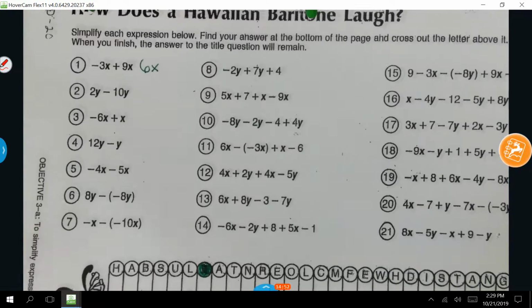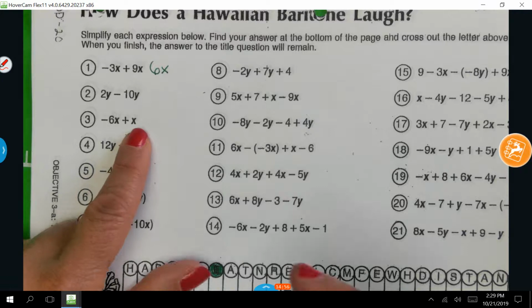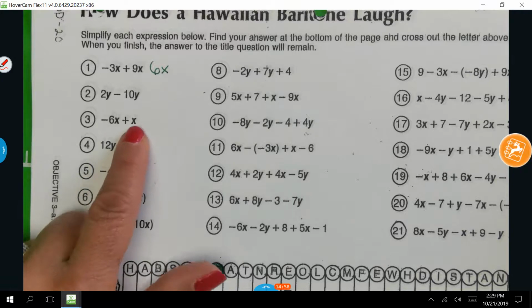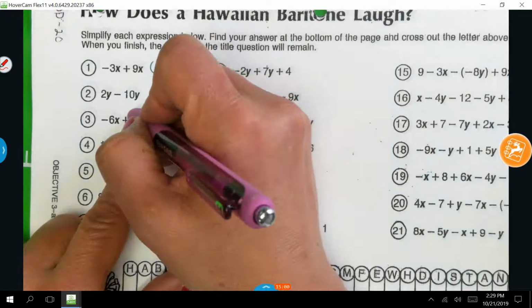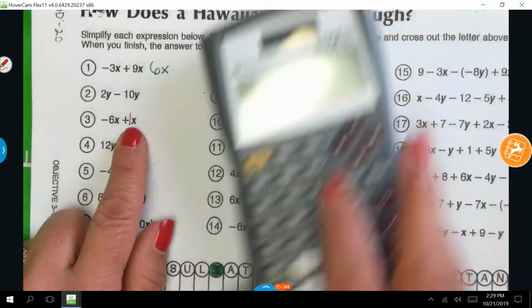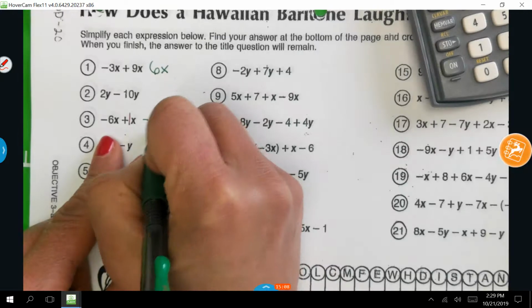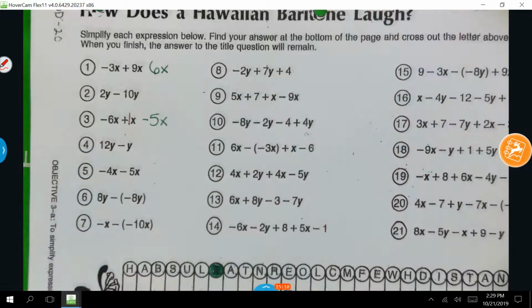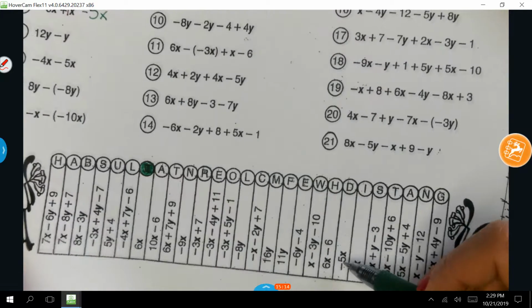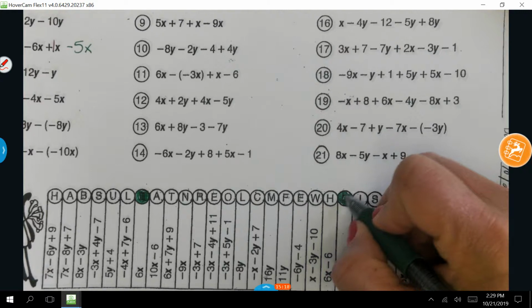All right, so let's skip the next one. Remember, negative 6 plus x. How many x's are really there in the x? How many x? 1. So what is negative 6 plus 1? Negative 5. Correct. So negative 5x. So now you find, and it's right down here, it's letter D, negative 5x.